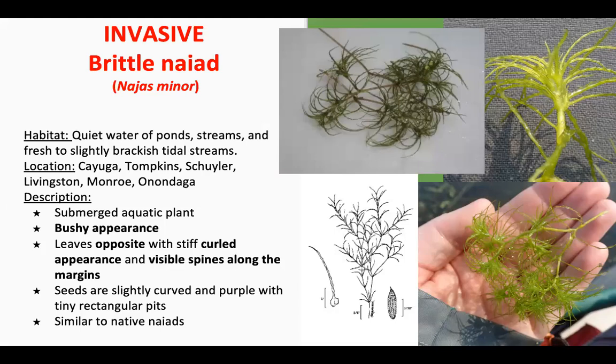And then this one is actually an invasive naiad, so it's brittle naiad. This one's pretty obviously different than the other ones I just showed, mainly because of how bushy it is in its appearance. The leaves are opposite, but they also have this very stiff curled appearance to them. And then along the edge of the leaf, you'll still have those really spiny margins. But the curled leaves and just the bushiness of this plant are some of its most defining characteristics.